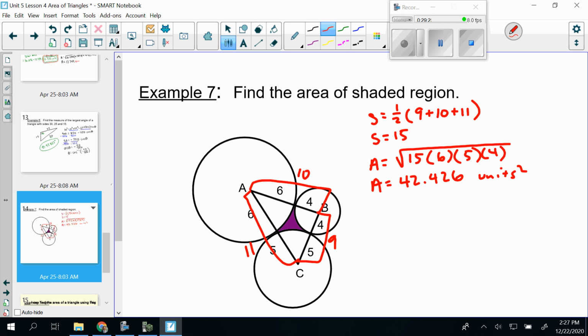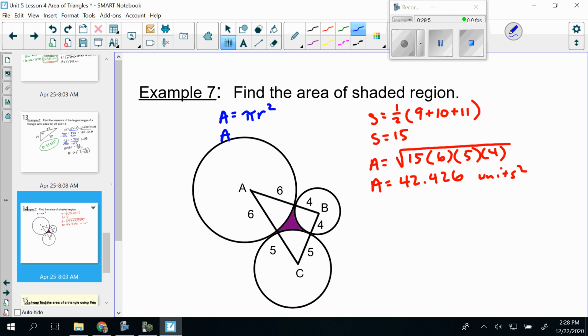So that's the area of the triangle. Now what we're going to have to do is find the area of all those sectors. Recall, the area of a circle is pi r squared. If you want the area of just a portion of the circle, you want to take the angle out of the total angle and come up with that proportional value.